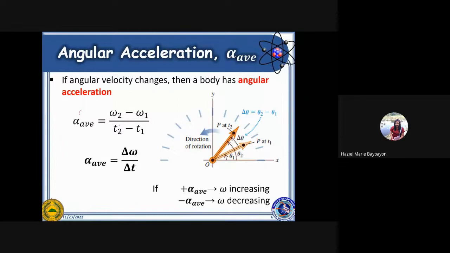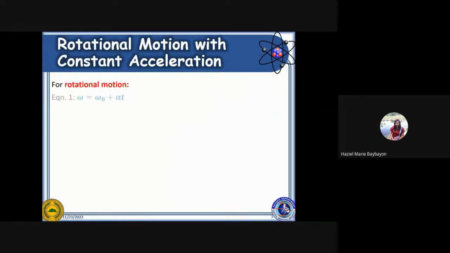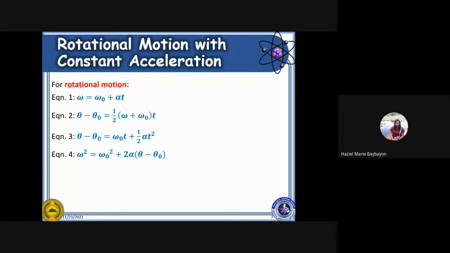So kung mas dako ni siya si omega 2, nag-increase ang imo ang omega, positive ang value sa imong alpha. Pero kung mas gamay ni siya compared ani, so negative ni siya nga term diri so your angular acceleration is negative. Okay? So the units for the angular acceleration is radians per second squared. Comparing it to the linear acceleration A, ang unit ato kay meters per second squared. All right. Now, if the motion has a constant acceleration, then we can use these kinematics equations.